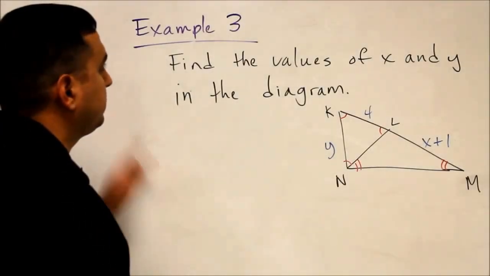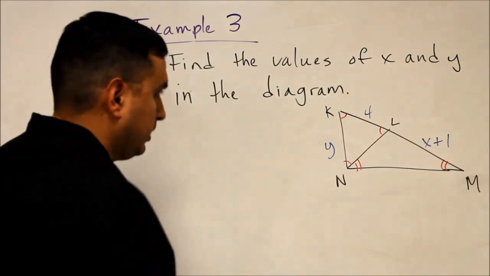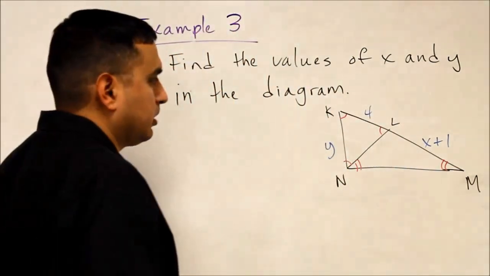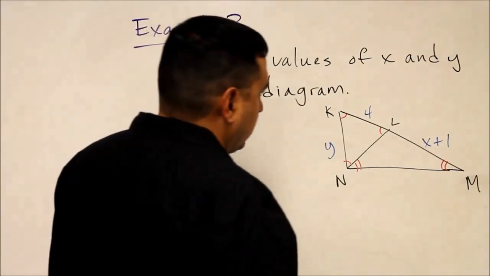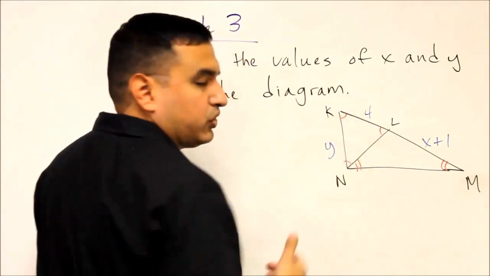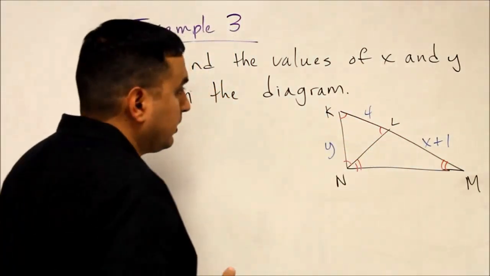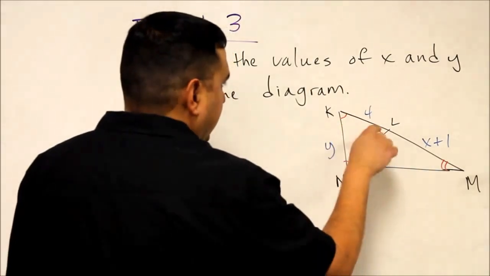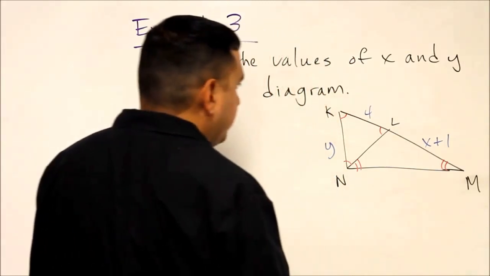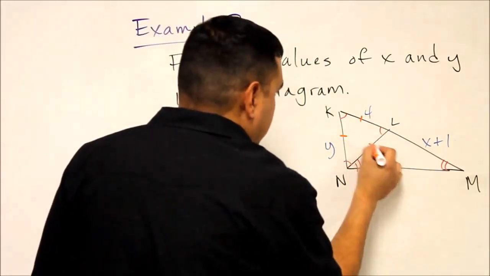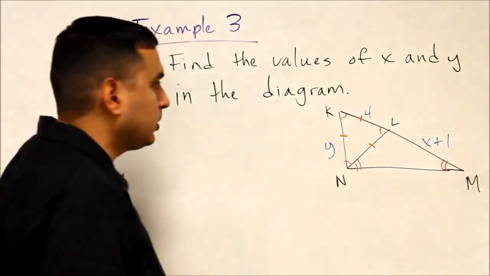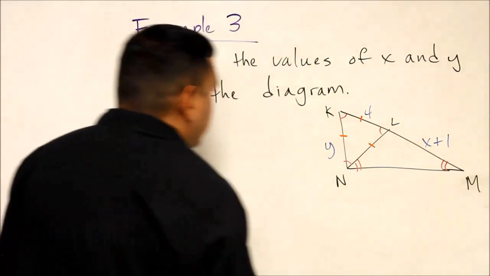Example 3 says find the values of x and y in the diagram. So here's the diagram. You've got to look at it and see what conclusions we can make from that. Real quickly, looking at this triangle right here, KLN, I noticed that all three of these angles are the same. So by that corollary that we were just looking at, if all the angles are the same, that means all the sides are the same. So I would know that this side is equal to that side, which is equal to that side. And since segment KL is 4, that tells me that y has to be 4.